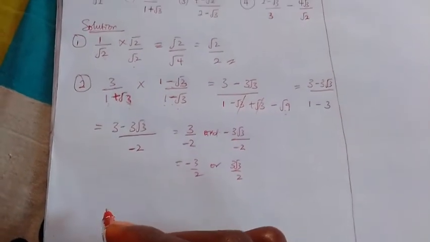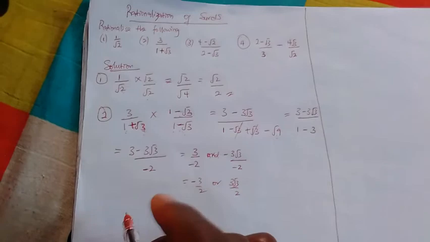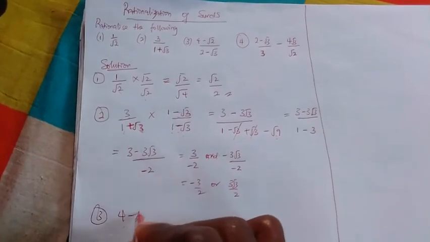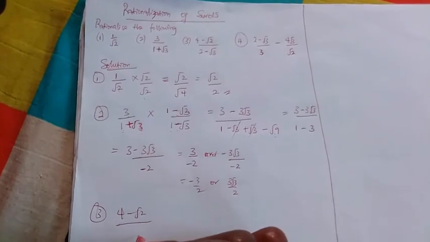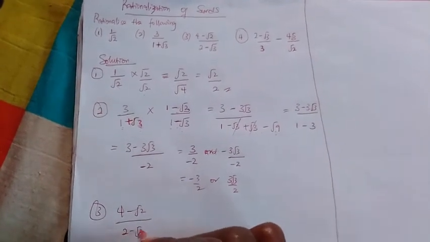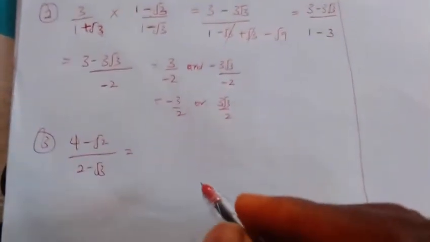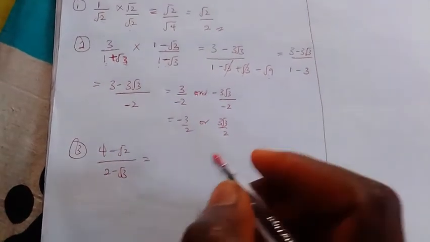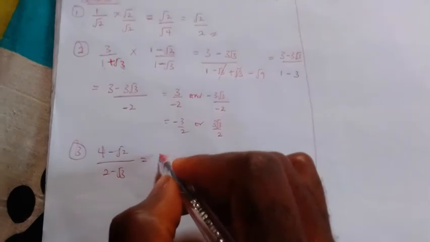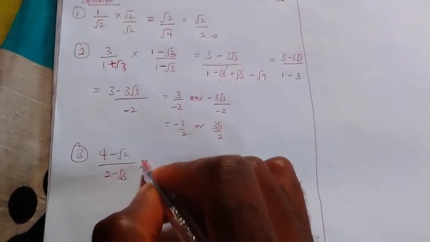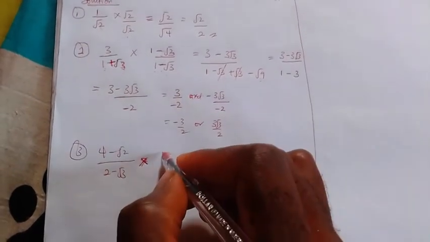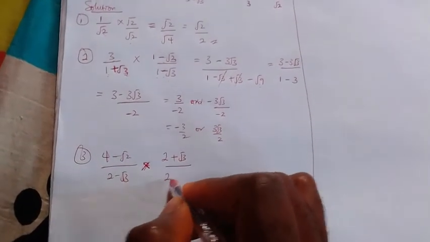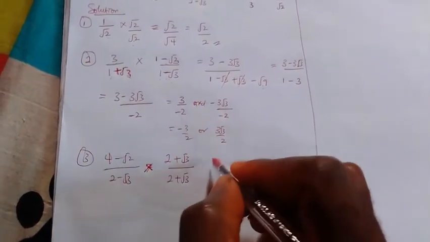Now for number 3 question, we are given 4 minus root 2 over 2 minus root 3. We'll apply the same method we applied for number 2 to solve number 3. We're going to multiply by the conjugate of the denominator, which becomes 2 plus root 3 over 2 plus root 3.